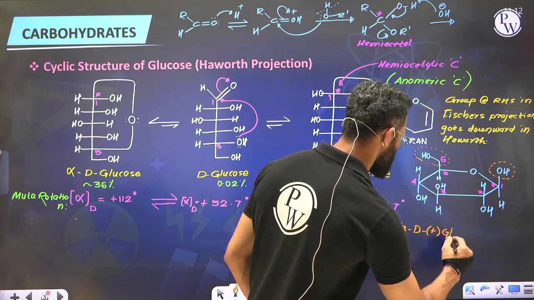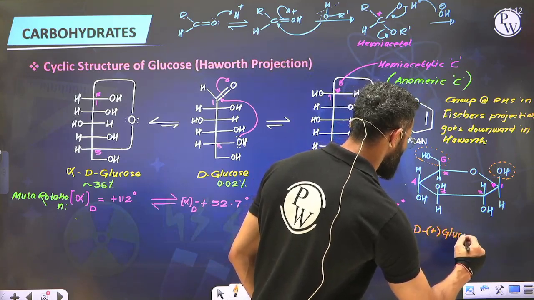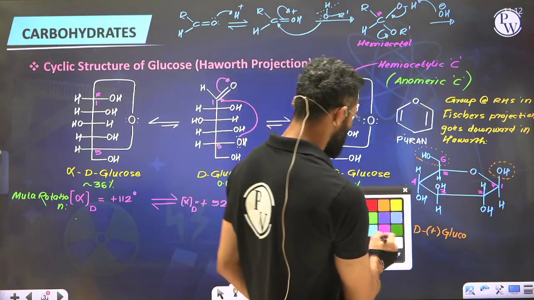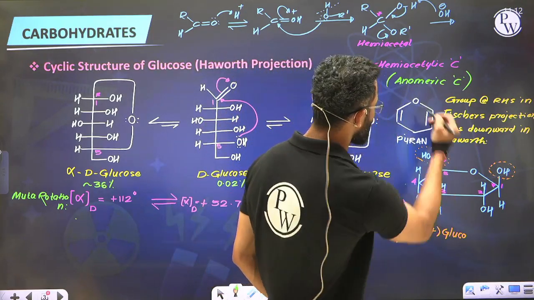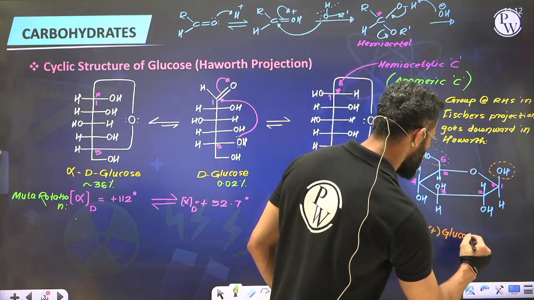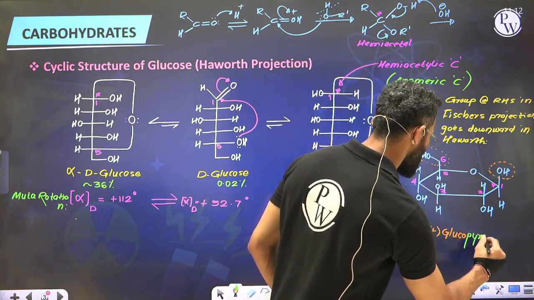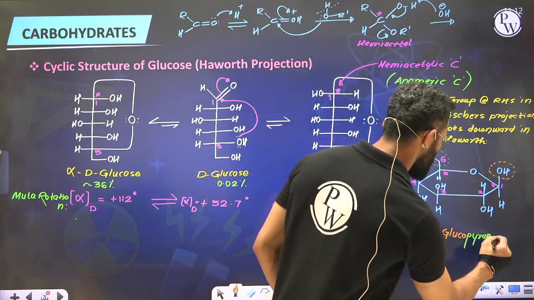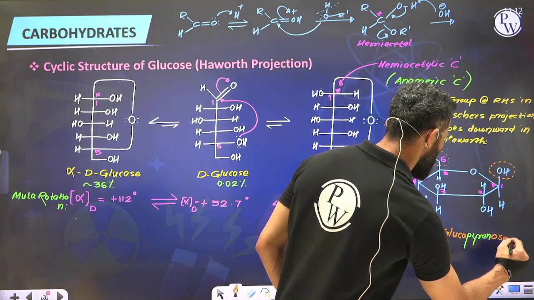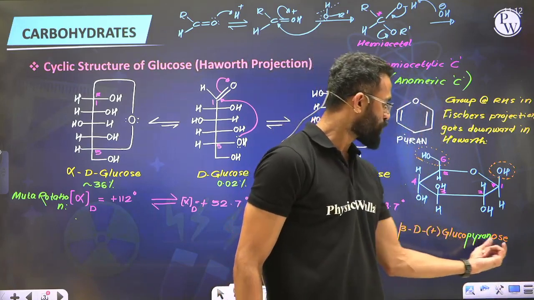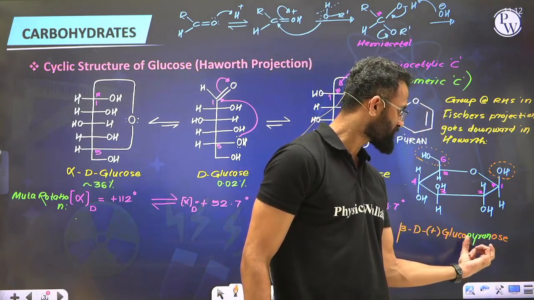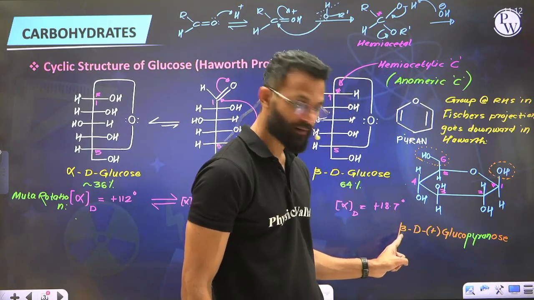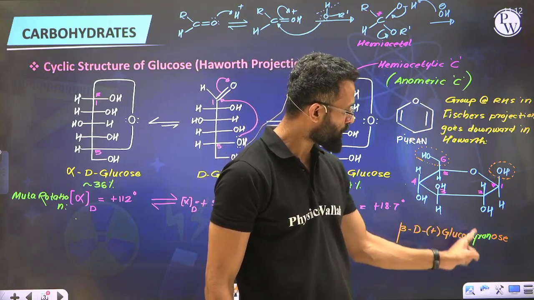Now this is glucose, so this is gluco. Because this corresponds to the structure of pyran, we write the word pyran, and because it is a sugar, we end with the suffix ose. So between gluco and ose, what we have done is add the term pyran. That's how we name this compound as beta-D-plus-glucopyranose.